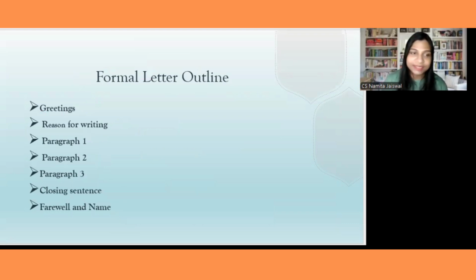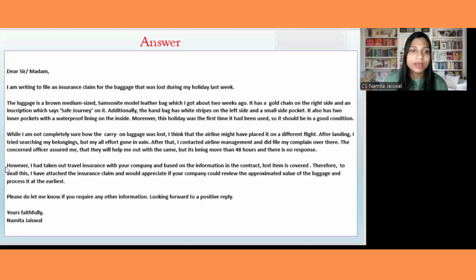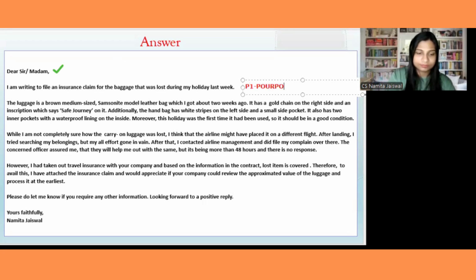You have understood the question, right? Okay. Now, you have to understand, "Dear sir or madam", this is my opening. This is my purpose. "I'm writing to file an insurance claim for the baggage that was lost during my holiday last week." This is my purpose of the letter, right? So this is what you have to understand, how you need to write it down.